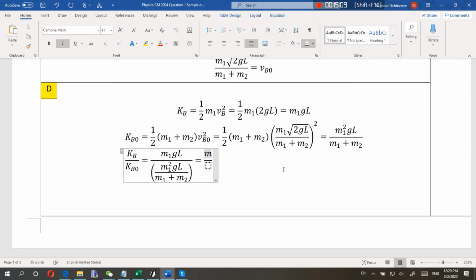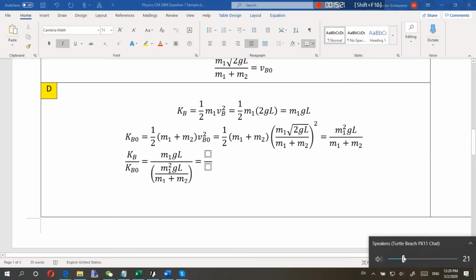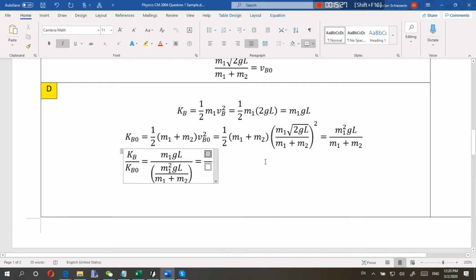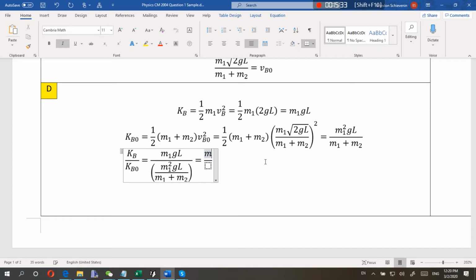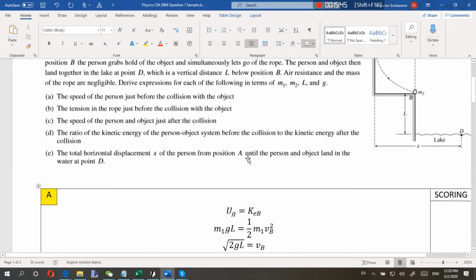M1 over M1 plus M2. If I'm dividing by a fraction, I can flip and multiply? Oh. M1 plus M2 over M1. Okay. Say one more time, please. M1 plus M2 over M1. Okay, that looks good. Is that all we need? Yeah, just the ratio. Okay. And we are in terms of M1, M2, L, and G, so we're good.